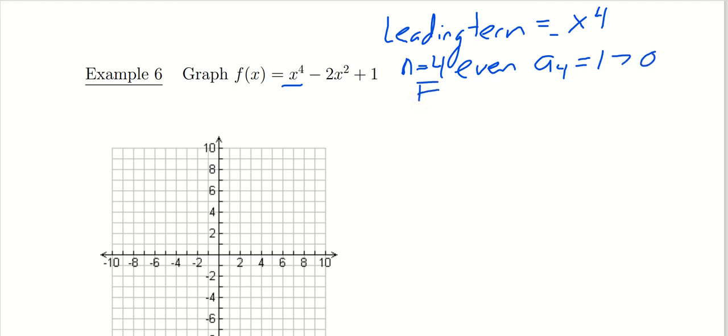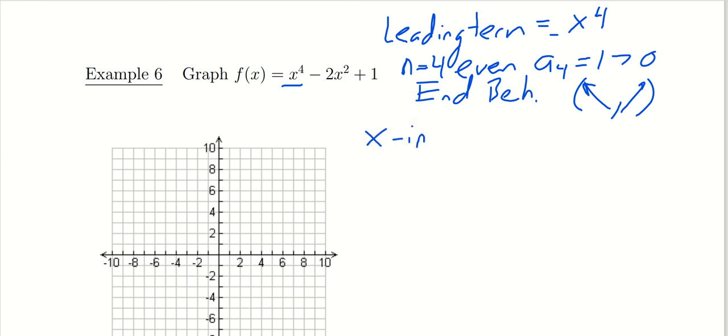So for the end behavior, I'm just going to write it with the shorthand. We know that this graph is going to approach positive infinity as x approaches negative infinity, and it's going to approach positive infinity as x approaches positive infinity. So we know the end behavior.